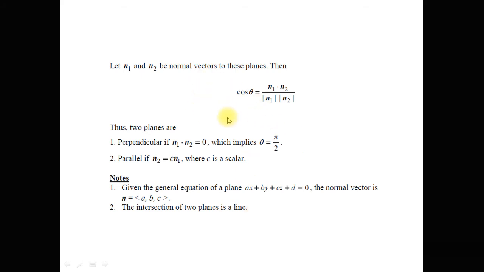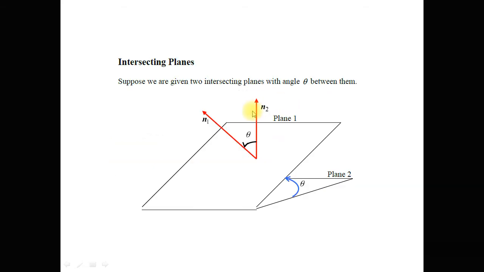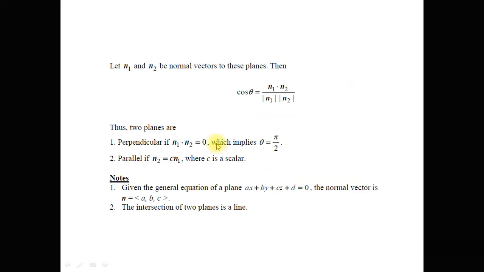So dear students, in this slide you see three most important points. Cos theta, by this formula we can find the angle between the normal vectors, and if these two vectors n1 and n2 are perpendicular, then the planes will be perpendicular, and the angle theta between the planes will be pi by 2. And if one vector is a scalar multiple of the other, then the planes will be parallel. For the general equation of a plane, we need one point on the plane and one normal vector.